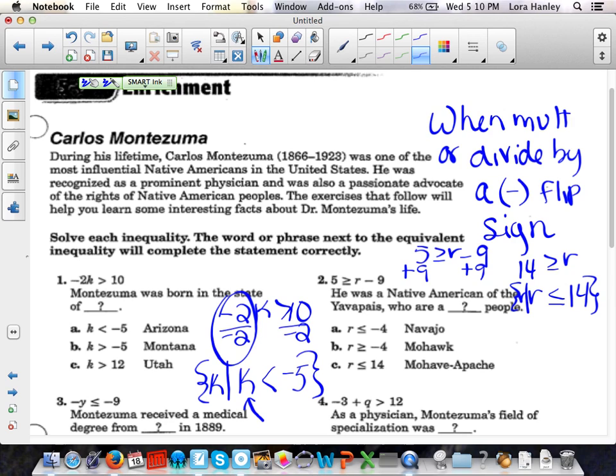Alright, everything else is fairly straightforward. All the solving equations steps that you would take are the same for solving inequalities.